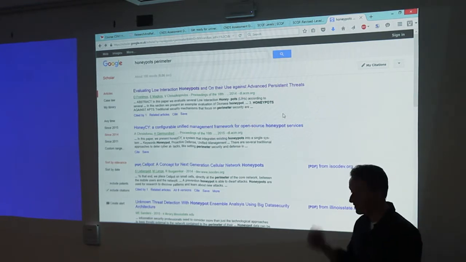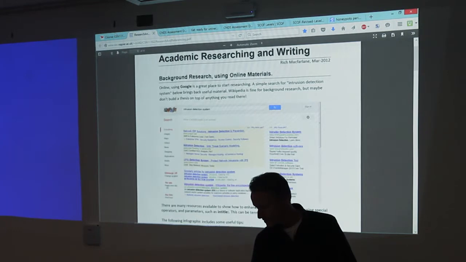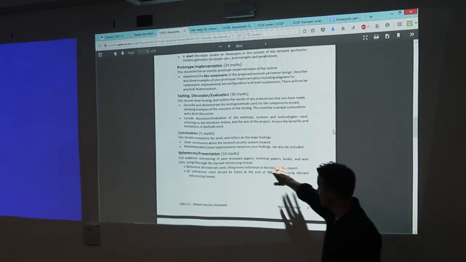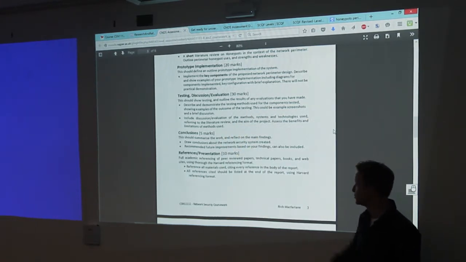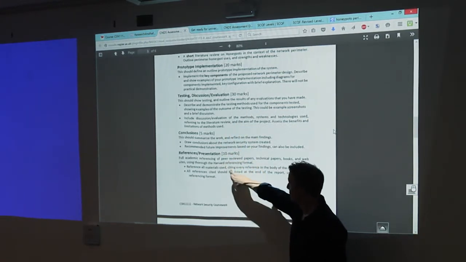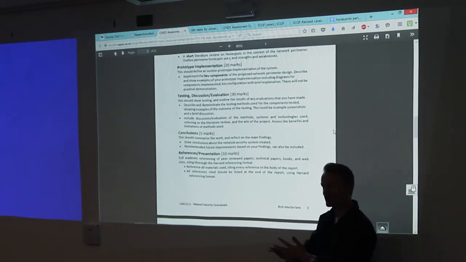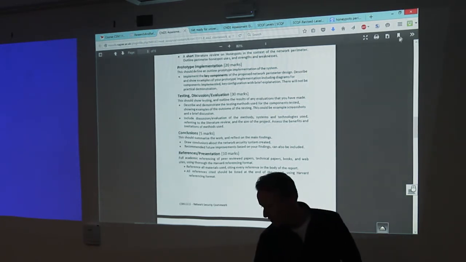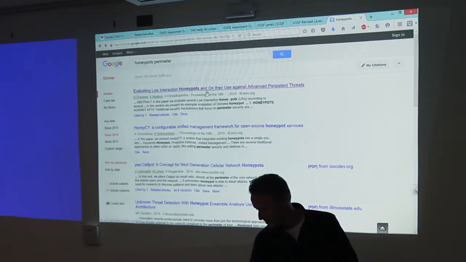Oh yeah, absolutely. If we go back to the question: references and presentation are worth more than your conclusions, for example, or an introduction. So we're looking for the actual technical doing it, the citations and your reference list at the end. So exactly the same as the papers we're looking at.